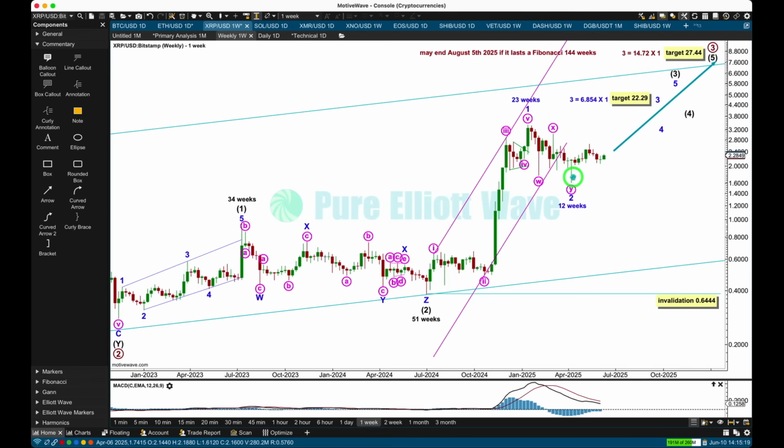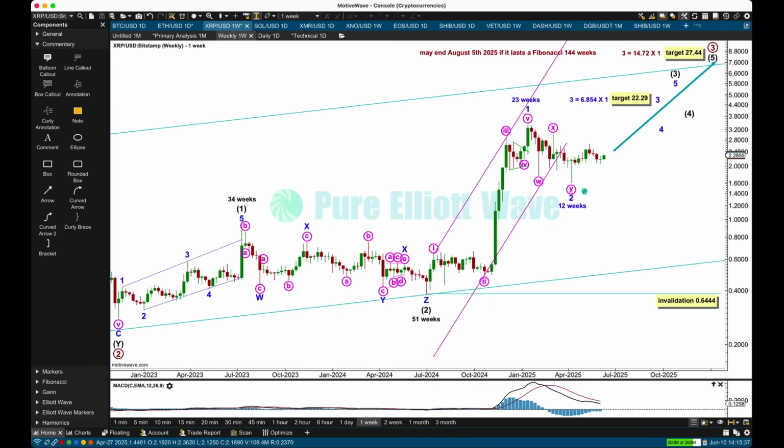Because of the duration, this lasted 12 weeks, one short of a Fibonacci 13, and -1 here lasted 23 weeks, two longer than a Fibonacci 21. This movement here has breached a channel that contains this upward movement, so we should label this wave up and this wave down at the same degree.